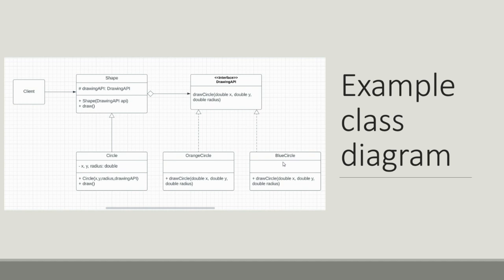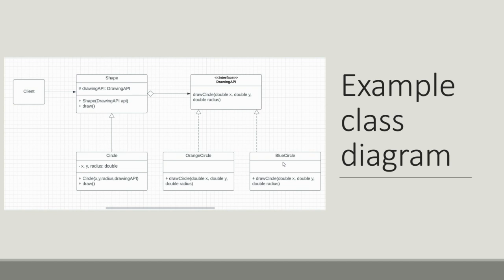We have a circle, and the circle has x, y, radius. All of these are doubles, and it implements the draw method, and it has a similar constructor to the one in shape, except it also has x, y, radius, because this is a circle. So yeah, it's a circle. It's going to have a radius and then x, y points.